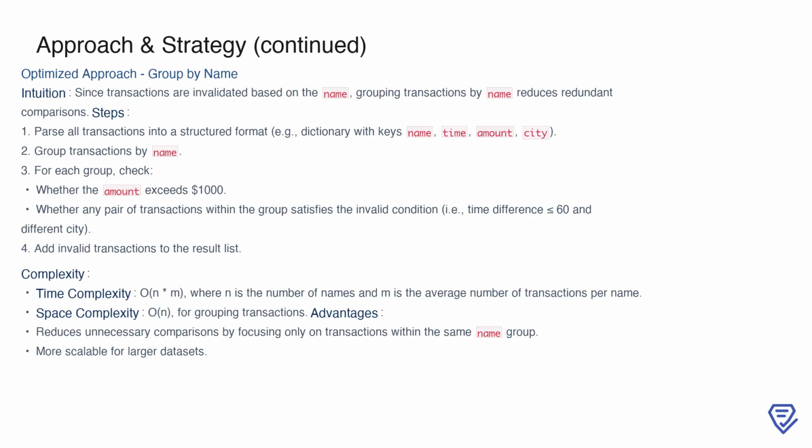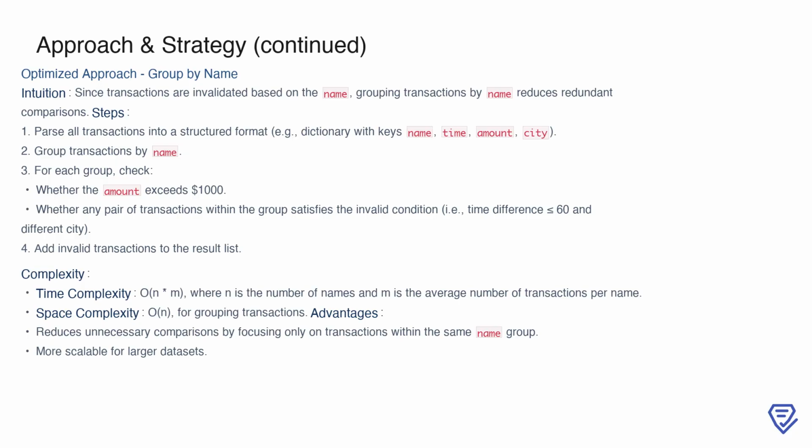Within each group, we evaluate whether any transaction has an amount exceeding $1,000 and whether any pair of transactions within the group satisfies the invalid conditions, such as a time difference of 60 minutes or less in different cities. This method significantly reduces the number of comparisons needed, as we only focus on transactions within the same group.